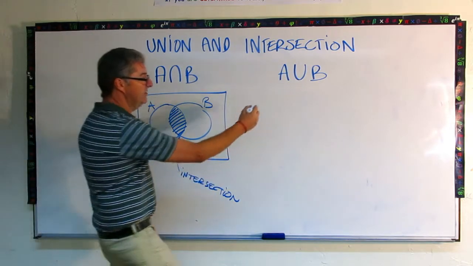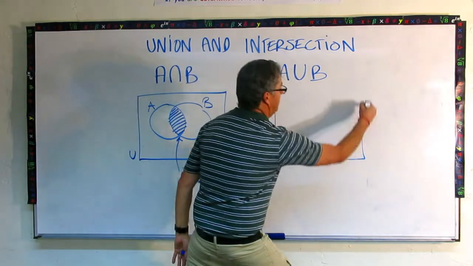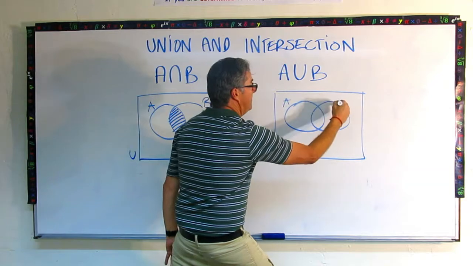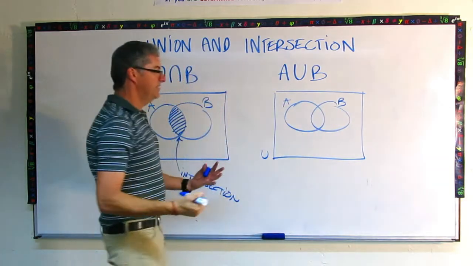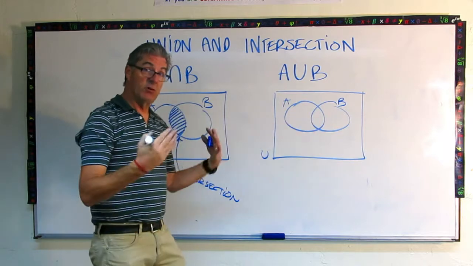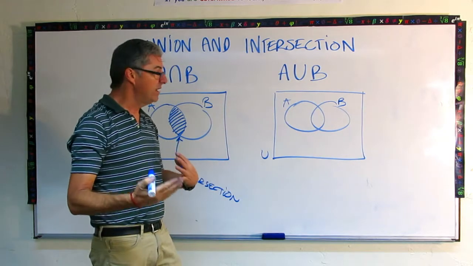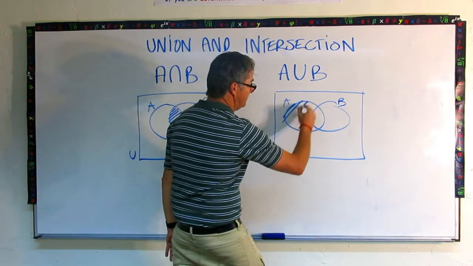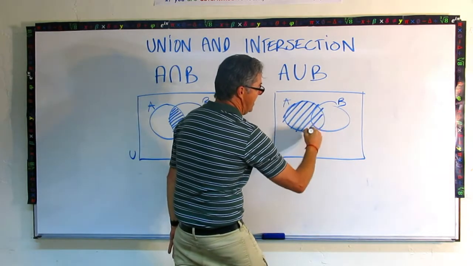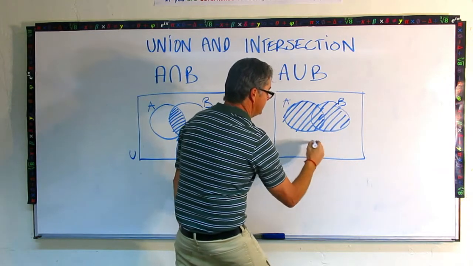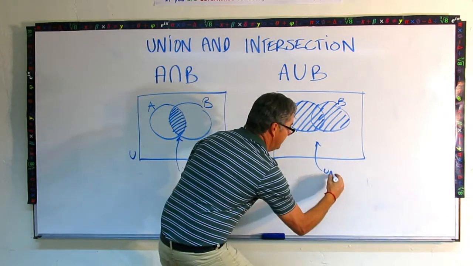Now the union is a little bit different. Same thing as before, two sets. They do have an intersection, but as you recall from the definition on the last board, the union is the elements in A and B, in both sets. So now we're going to shade the entire pair of circles, like that. So this is the union.